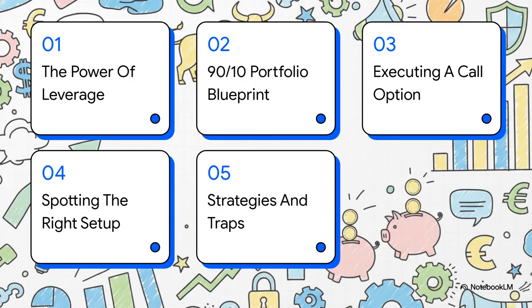Okay, so here's our roadmap for the day. We've got 5 stops. 1, the power of leverage. 2, the 90-10 portfolio blueprint. 3, executing a call option. 4, spotting the right setup. And 5, winning strategies and traps.